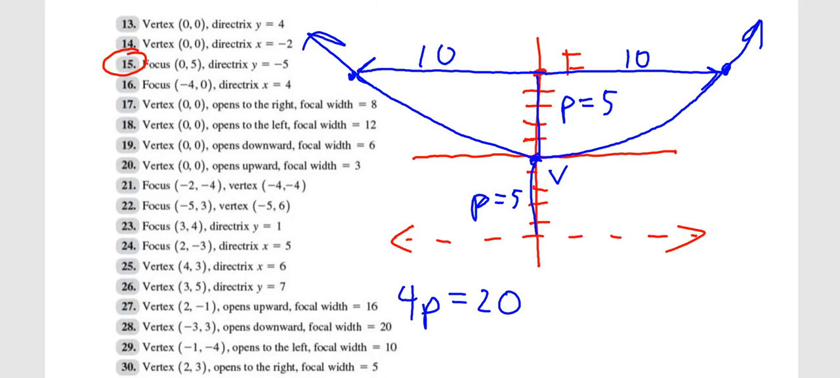How'd I get to 20? Well, we took this p value and we multiplied by 4 on both sides. Okay. Yeah, but you see how we did it then, right? Yeah. Okay, Miss Johnson, what's your question?